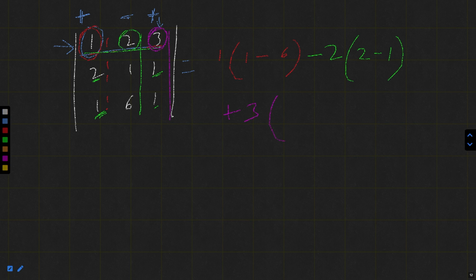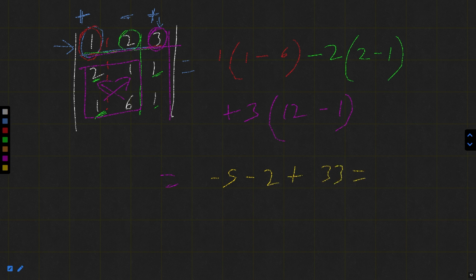Now remove this column and this row, you are only left with these entries. 2 is going to multiply with 6, so 12. 1 is going to multiply with 1, so minus of 1. Now just simplify this, you will get what? So 1 minus 6 will be minus 5, multiplied with 1, you will get minus 1. This will be 1, so minus 2, plus, so 11, 33.